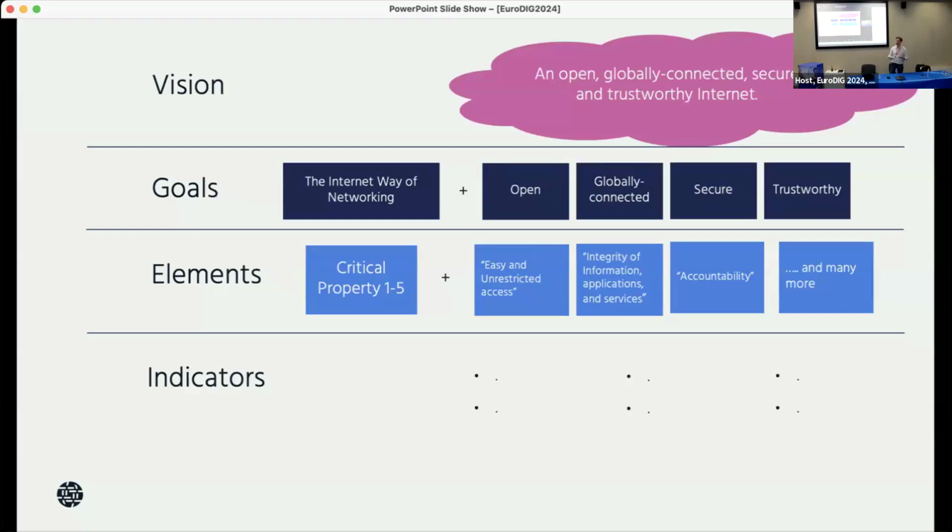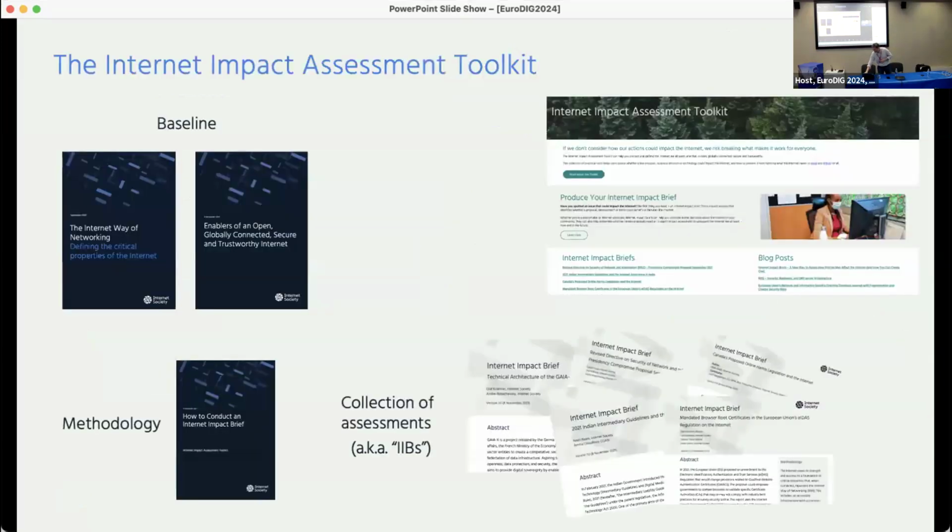So when we see a new policy and we say that, oh, this is bad for the security of the internet, we can actually trace why that is bad for the internet, because we know what the components of a secure internet are. And we can show that if a given policy helps improve the integrity of information or the confidentiality of information, then that policy is helping make a more secure internet. If it impacts them negatively, we can say it actually has a negative impact on the security of the internet. So that's just a recap of the Internet Impact Assessment Toolkit that you see here.